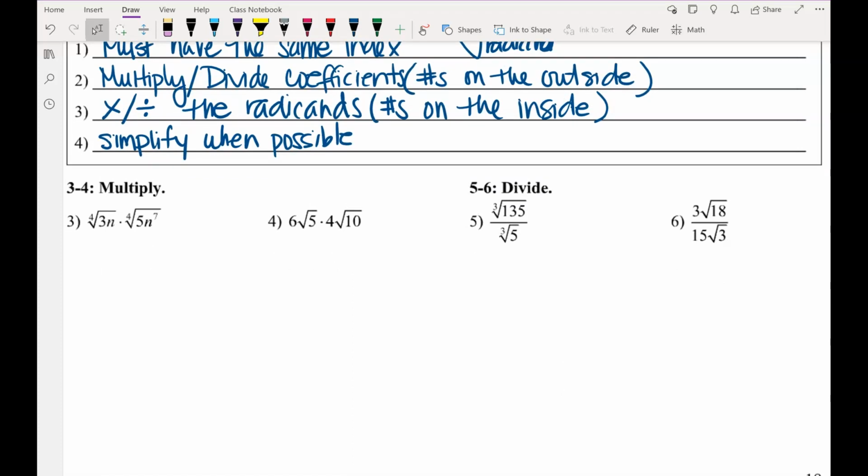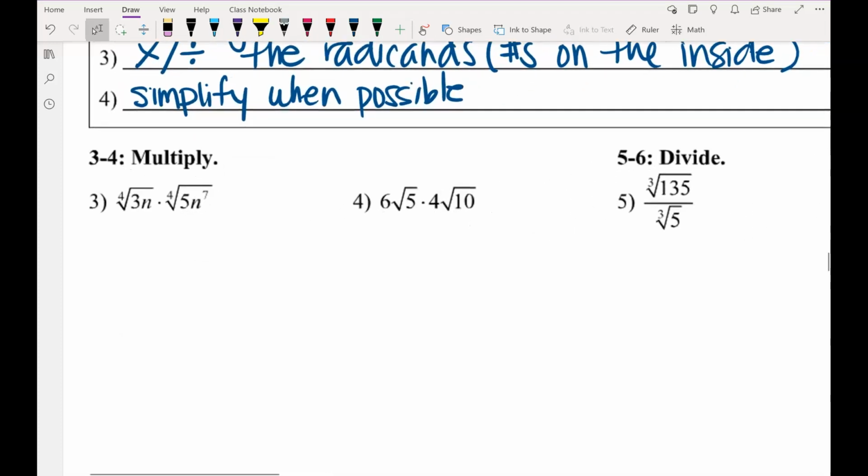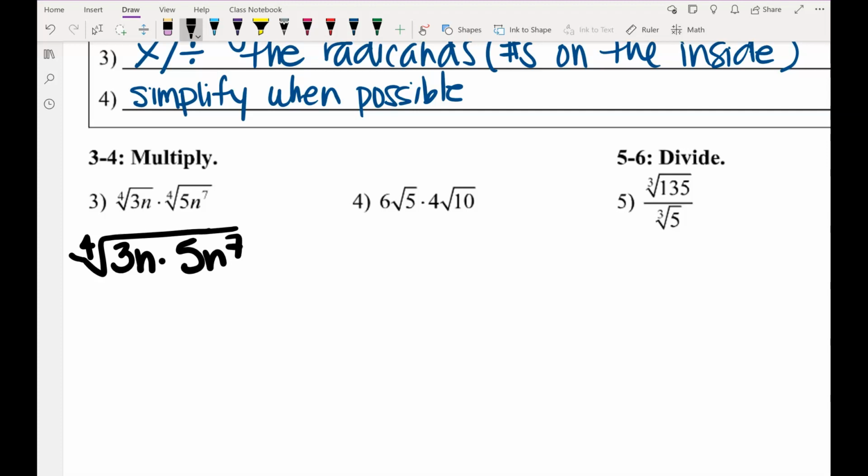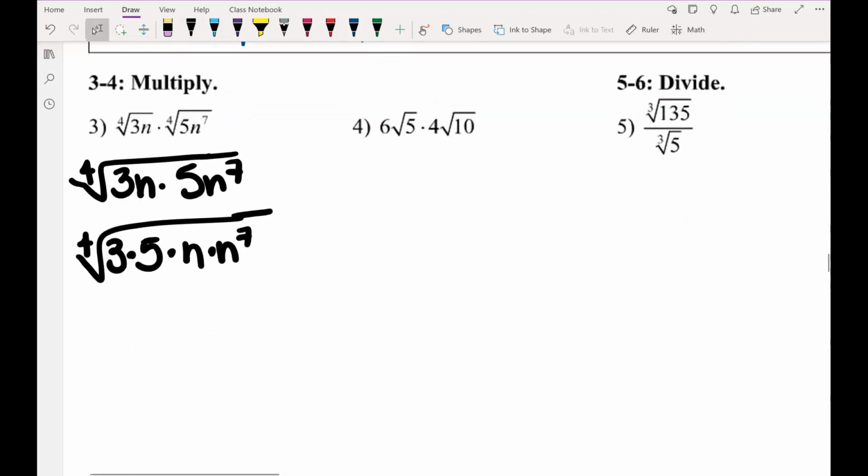Fourth root of 3n times fourth root of 5n to the 7th. So the index, they're both 4, they are the same. So if they are the same, students, we can definitely multiply. Since the fourth index is in the problem, you have to copy it over. Then I'm going to write inside together, like this. Then we are going to multiply 3 and 5 and the variables together, just like that. Then from here, as you can see, 3 times 5 is going to be 15.